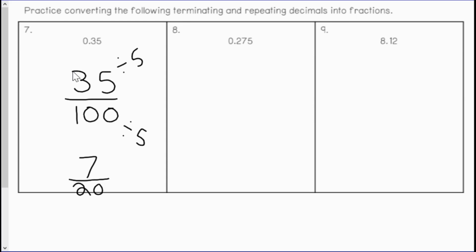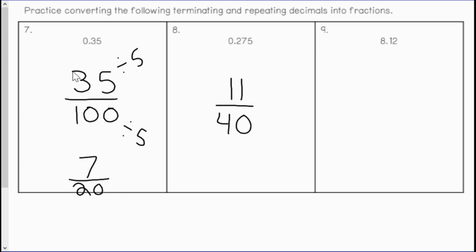Number 8, using the same logic as number 7, I have 0.275. So I'd place 275 in my numerator, and then my denominator would be 1000. Simplifying that fraction, I would get 11/40. So 0.275 as a fraction is 11/40.